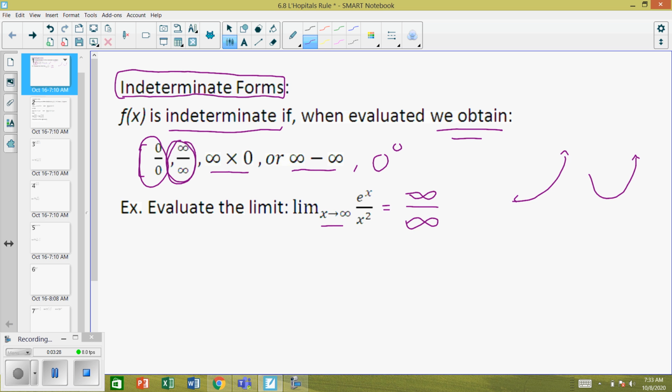Now, that would be considered an indeterminate form. We don't know what it's reaching based off of just plugging in infinity and thinking about end behavior. We have to do an extra step. And if we ever reach indeterminate form, then we can apply L'Hopital's rule. And that's what the next slide is going to be going over.